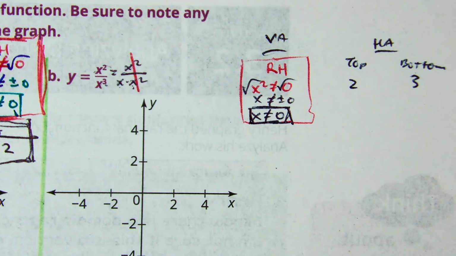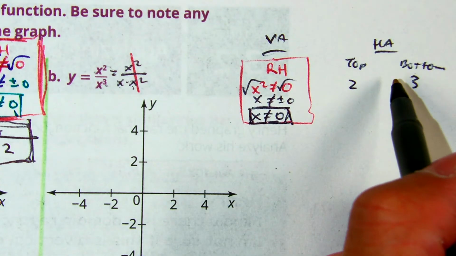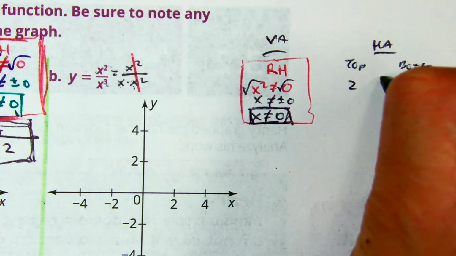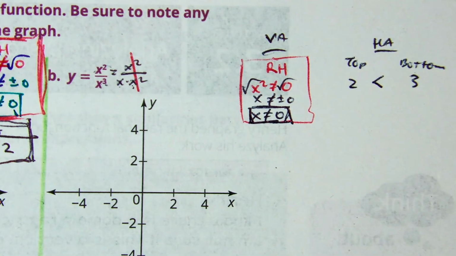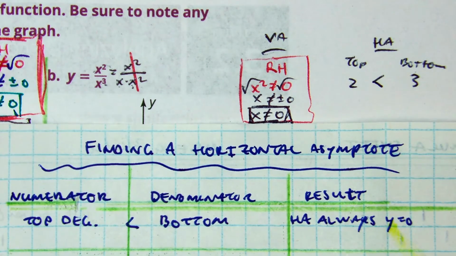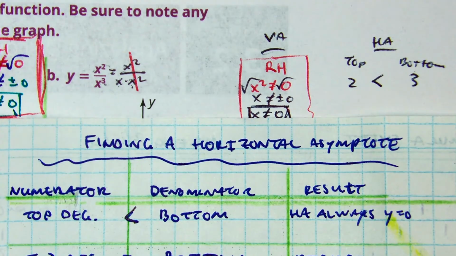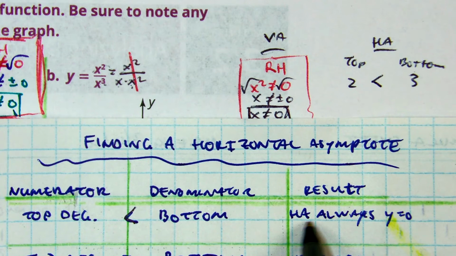Marlene, what inequality should I put in there? Should I put a less than, greater than, or equals? 2 is smaller or less than. And then based on our formula sheet, Mylene, what is our result? Less than. Yeah. We're going to always have a horizontal asymptote at y equals 0.